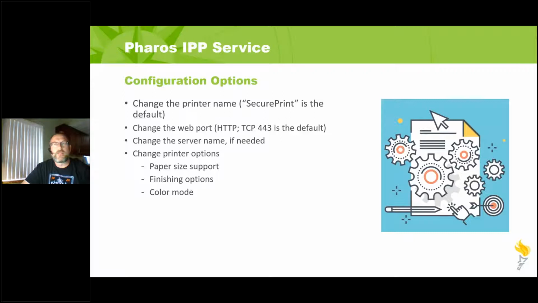Finishing options, we support basic stapling as well as punching, like a 3-hole punch. If you need to add others, then those can be added there as well. By default, we support both color and black and white color modes. If you only want your user to print in black and white, you can change that as well, and then that'll only print black and white in that environment. And you can also change it to be a color printer with a default mode of black and white if you'd like to.